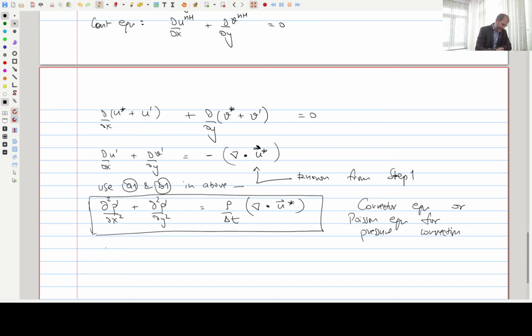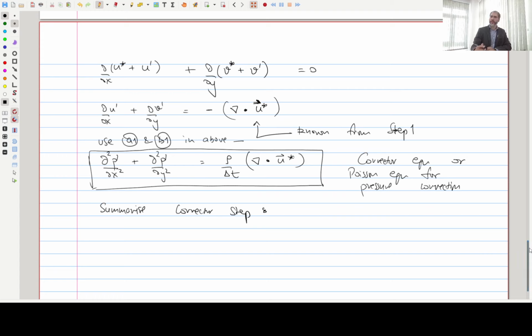So now we'll summarize the corrector step. So this is called corrector step. Okay, the above equation is called the corrector equation, or we simply call it Poisson equation for pressure correction. So the first thing you have to do is you have to compute del dot u star, because you know only u star velocities from step 1. You don't know del dot u star. So you compute that. Compute means using u star vector you find del dot u star. It's easy to find.